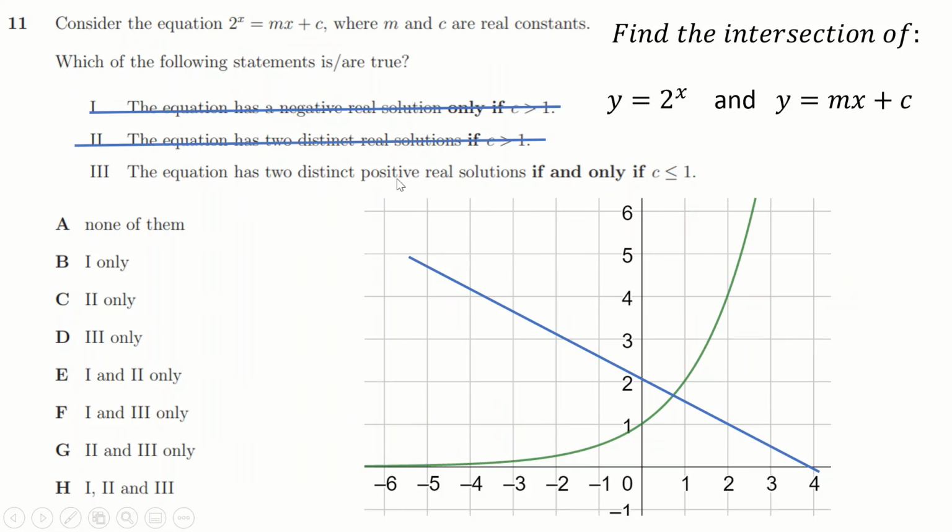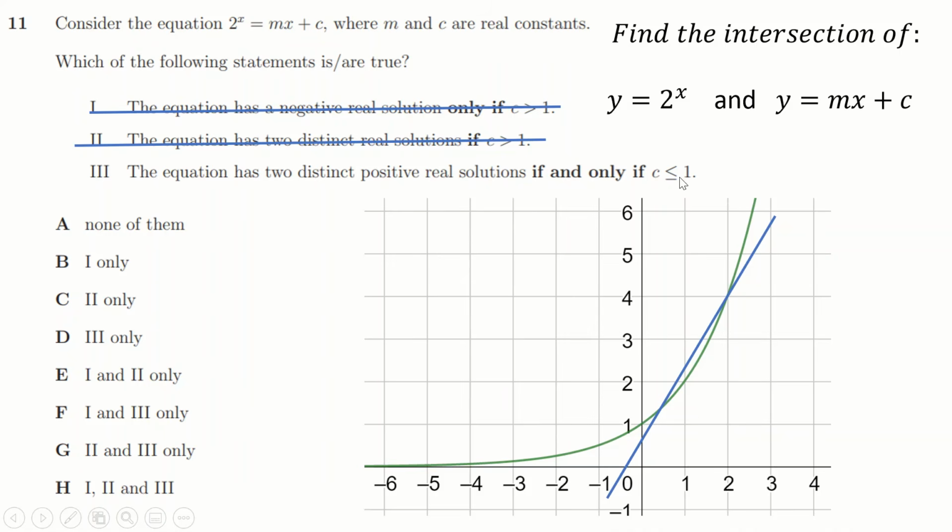Now, the equation has two distinct positive real solutions if and only if c is less than or equal to 1. So now I'm looking down here. If c is less than or equal to 1, do I get two positive solutions? Well, here's an example of me doing it. But maybe you'll also think that if c is less than or equal to 1, that's actually the only time you can get two distinct positive solutions. So this is only true if this. But what about just if?